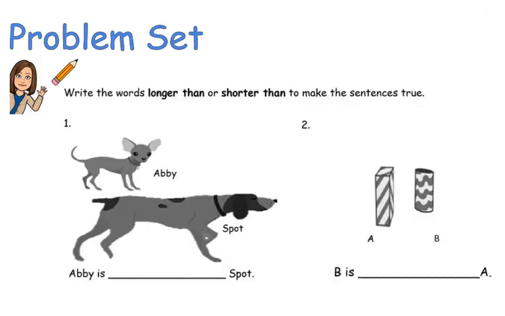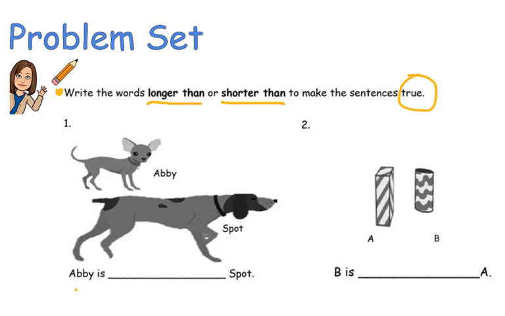Great. Okay. Now this is where you need your packet. This is your second page of your math packet. So let's read the directions that are right here. Write the words longer than or shorter than to make the sentences true. So the sentences true means that the sentences have to be correct. So it's saying something that's actually true. Okay. So this is what we just did with the pencil and the eraser and the bear and the blocks.